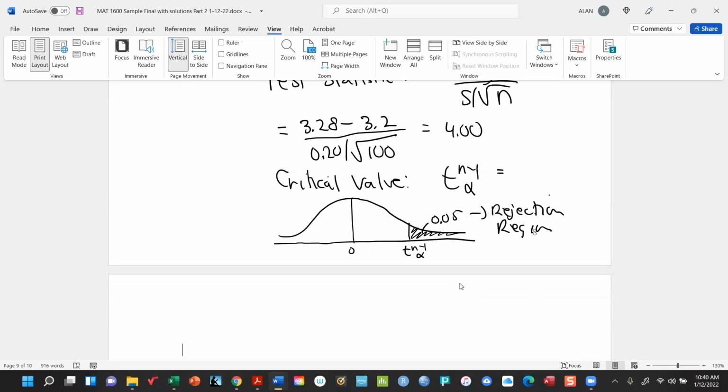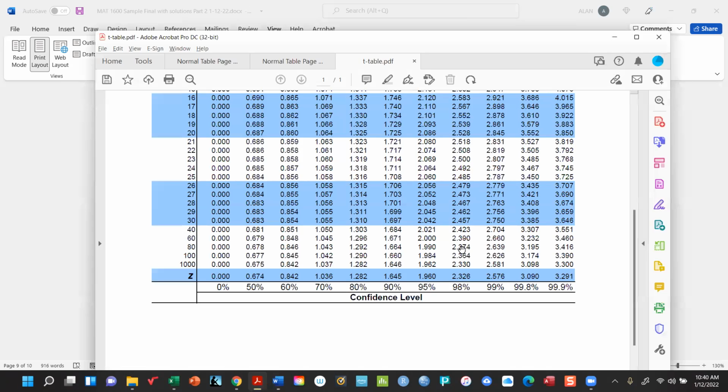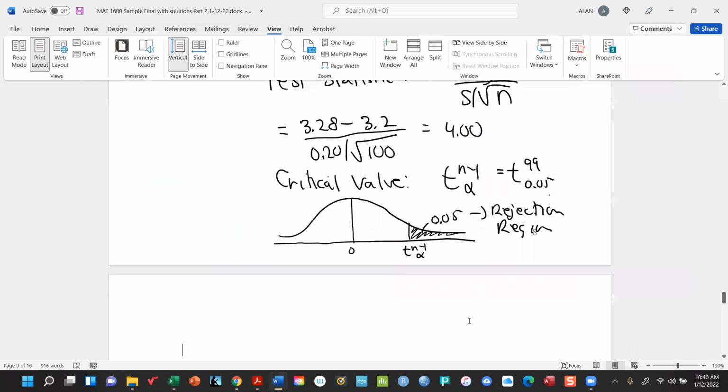Oh, okay. See, now we're going to have a problem here. I just thought of it now. The problem is that the table doesn't actually have a row for 99. Oh, okay. All right.